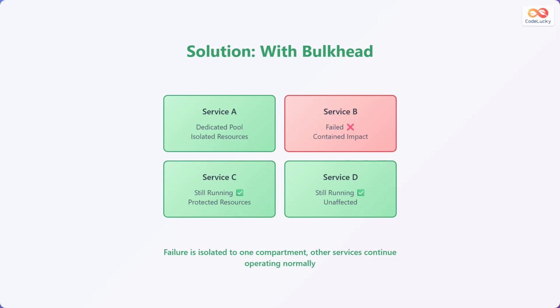Here's the solution with the Bulkhead Pattern. Failure is isolated to one compartment. Other services continue operating normally. For example, Service A has a dedicated pool with isolated resources and is running normally. Service B has failed, but the impact is contained. Service C is still running with protected resources and Service D is unaffected. Therefore, the other services are still running even when one service fails.